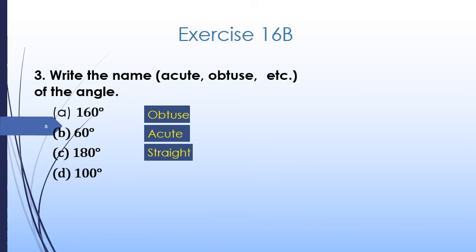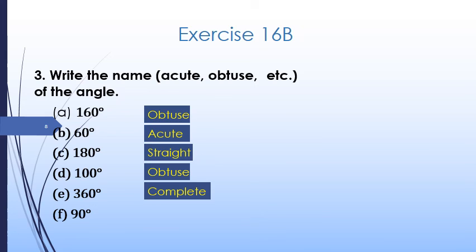Now let's come to D part, 100 degree. Again children, this angle 100 degree is more than 90 degree but less than 180 degree. So it is an obtuse angle. Now let's move to the next part, which is E part, 360 degree. Children, this angle is called a complete angle, right? Why it is called a complete angle? Because it makes a full turn or a full circle, right? So we will name it as complete angle, right?